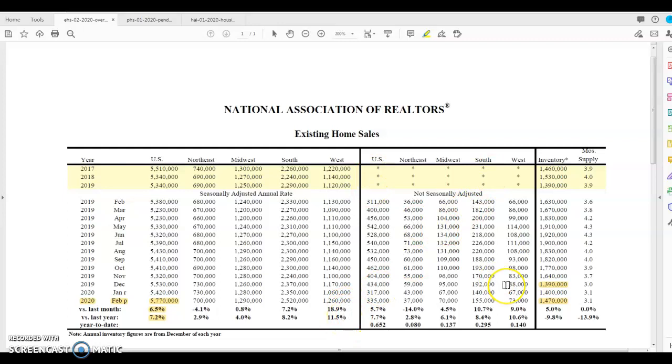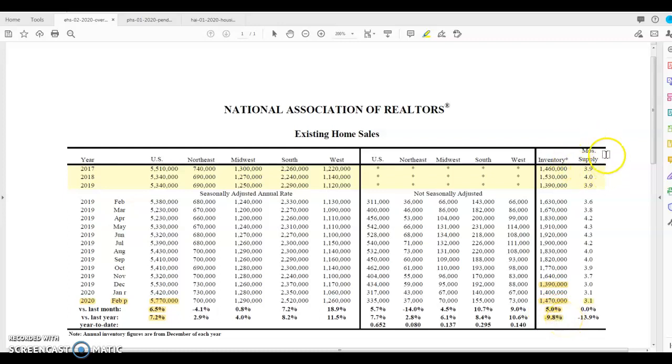You can ignore this data because it's not seasonally adjusted. We're not really worried about that. Scroll over here to inventory. Inventory is the number of homes that are actually available for sale. This is not an annualized figure. Okay. So, for example, in February 2020, there were 1,470,000 homes that were available for sale, hence the inventory for that month. Okay. Inventory is up 5% from the prior month, and inventory is down 9.8% from the prior year.